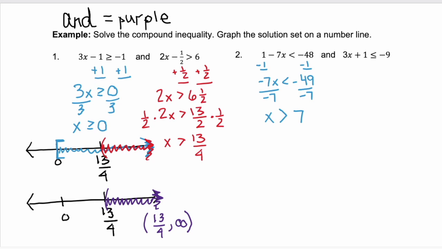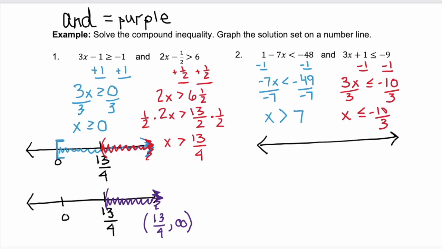And let's look at the second inequality. We subtract 1 from both sides, and we get 3x is less than or equal to negative 10. Divide both sides by 3 to get x is less than or equal to negative 10 thirds. So now we need our number line, and we need to put our two numbers, 7 and negative 10 thirds, on that number line. So our smallest is negative 10 thirds, and our largest is 7.